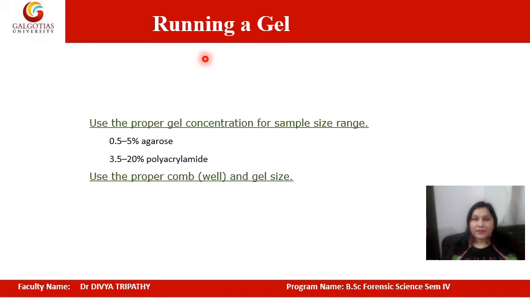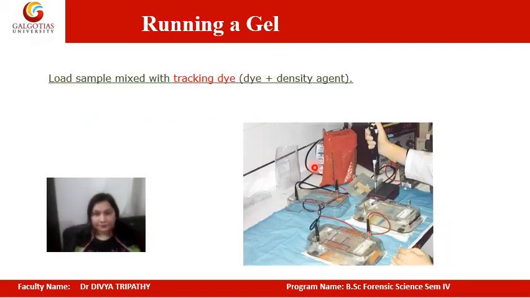Now, how do we run a gel for gel electrophoresis? We have to use the proper gel concentration for the sample size range. Generally, we use 0.5 to 5% agarose or 3.5 to 20% polyacrylamide. We have to use the proper comb and gel size. This is a picture of a gel electrophoresis instrument. You can see the different electrodes here. A microsyringe is used to fill the grooves formed by the comb, and then after closing the circuit, the separation will occur on the gel plate.